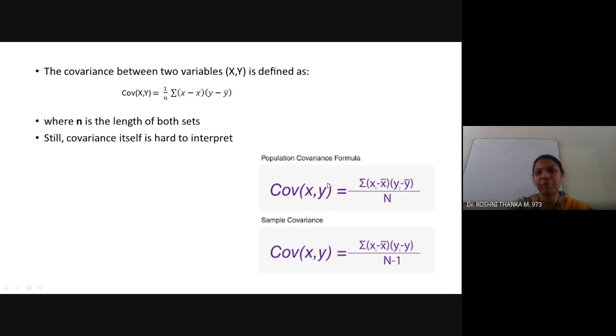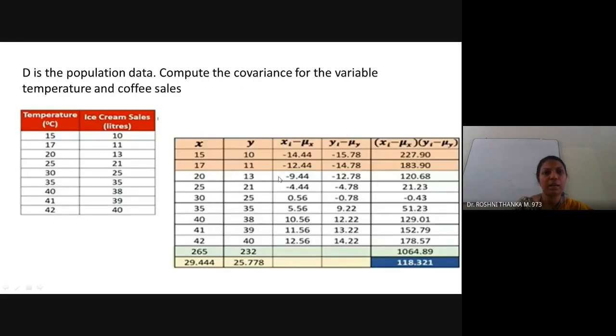The only difference between the two is that it is the same formula, but for the sample covariance, instead of n, it has been proved mathematically, using something like Bessel's correction, that we use n minus 1. I hope this is clear for you.